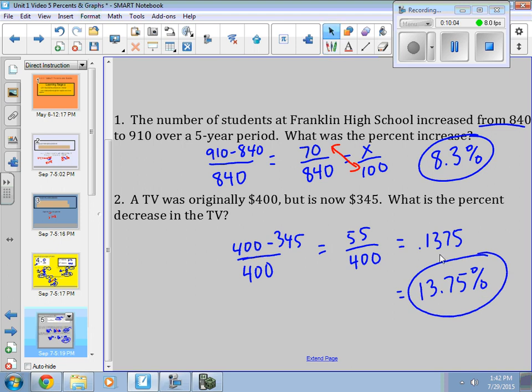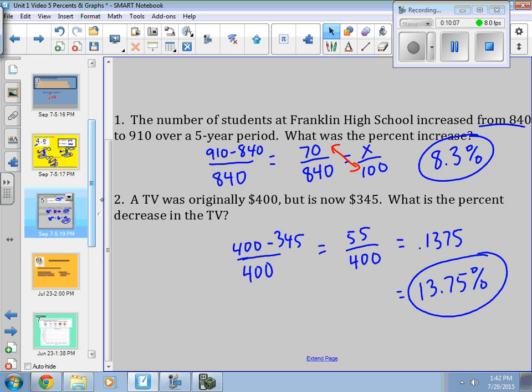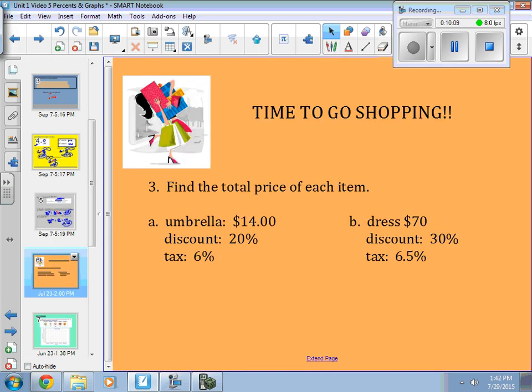Okay, some other type of problems that you may run into in real life is maybe if you have some type of discount or you have to figure out tax on something. This is ideal for using percentages and decimals to find out what the new cost is going to be of the item. So on number 3 here, the first one, A, is talking about an umbrella. You want to buy a $14 umbrella. It is discounted 20% at the store. However, you do need to pay 6% tax on it. What's the total price going to be? Well, whenever you're buying something, you always get the discount applied first before you pay your tax.